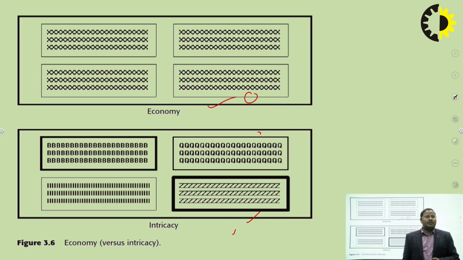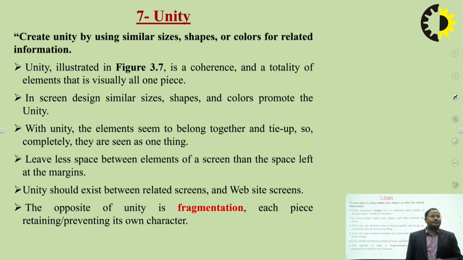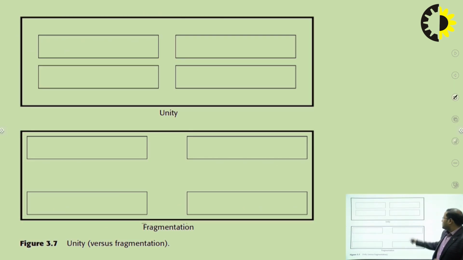Now next guideline, next property is unity. Create unity by using similar sizes, shapes or colors for related information. Unity is also shown in figure 3.7 in the next PPT. It is a coherence and a totality of elements that is usually all one piece. In screen design, similar sizes, shapes and colors promote unity. In this first screen, the unity property is obtained.